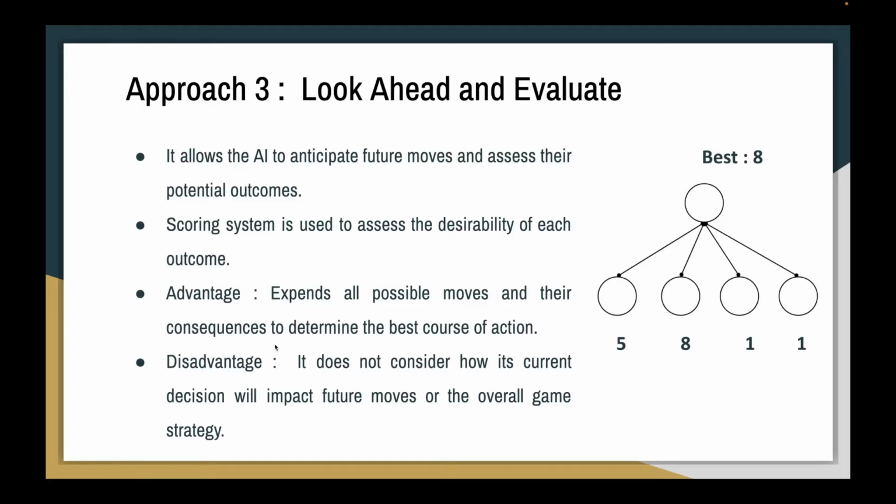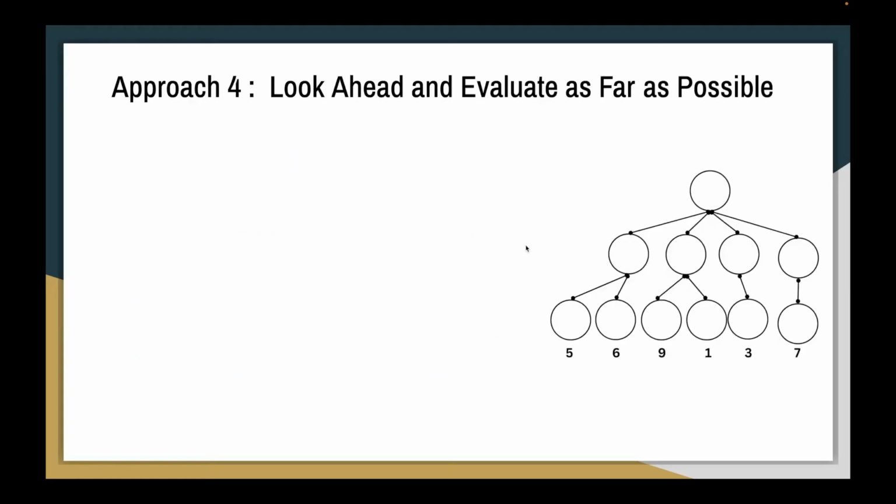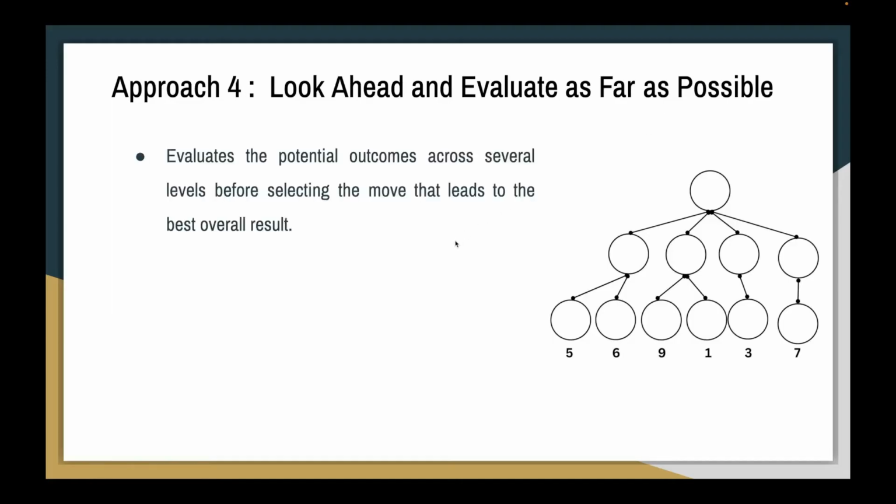So, the fourth approach is look ahead and evaluate as far as possible. This approach is the most advanced, allowing the AI to consider multiple moves ahead. This approach evaluates the potential outcomes across several levels before selecting the move that leads to the best overall result.